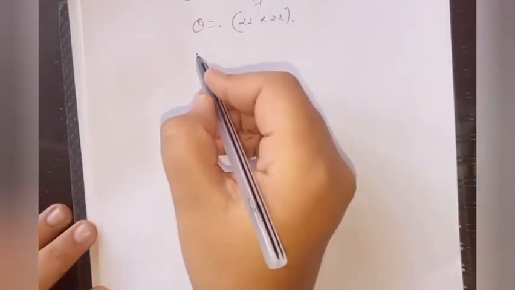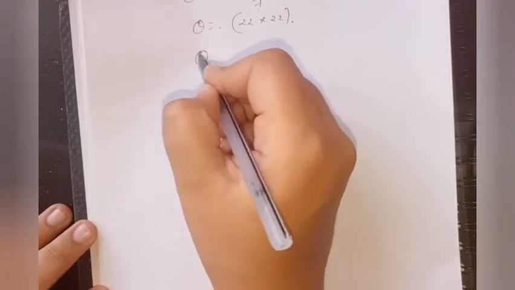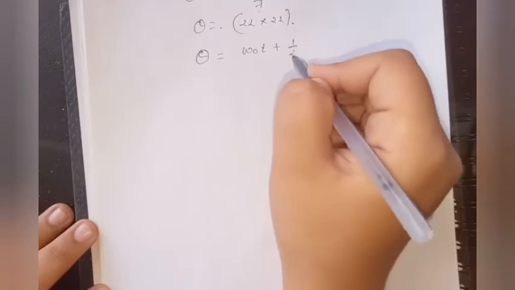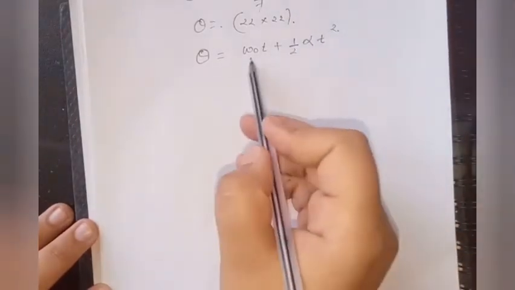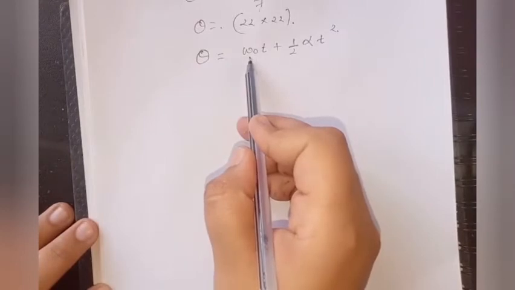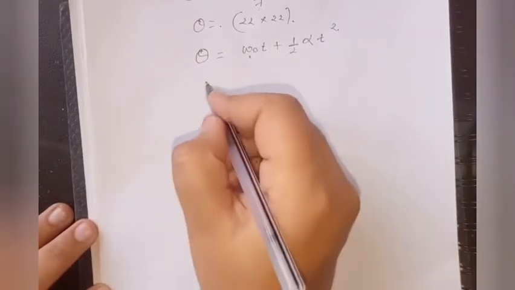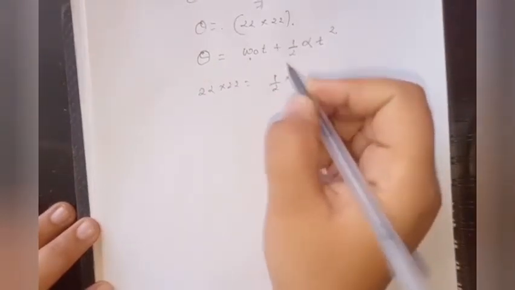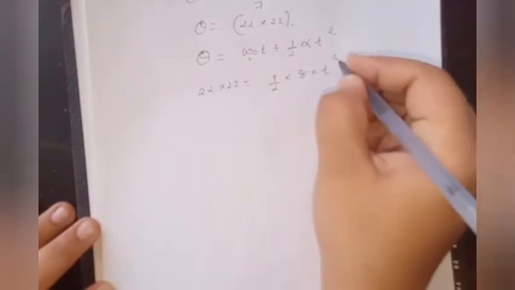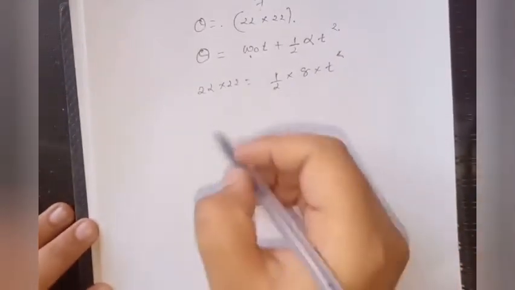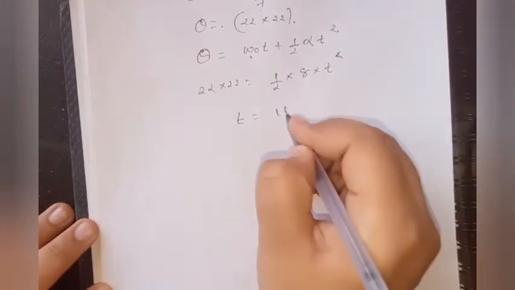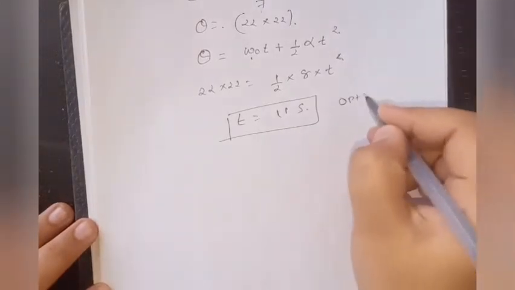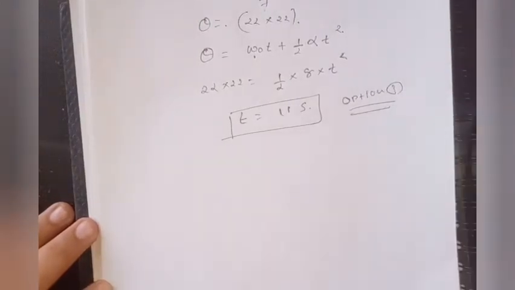Now with the analogy, we can use the equation theta is equal to omega naught t plus half alpha t square. Here initially the wheel was at rest, so omega naught is 0. Theta is given, that is 22 into 22. Half alpha is given as 8 into t square. Simplify this, we'll get t is equal to 11 seconds. So option 3 is the correct option.